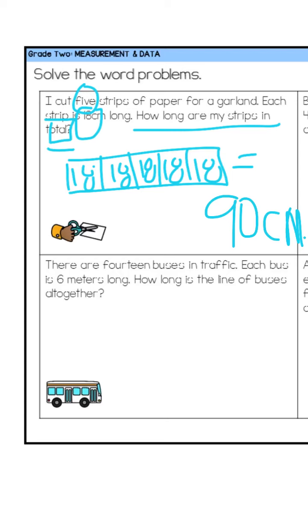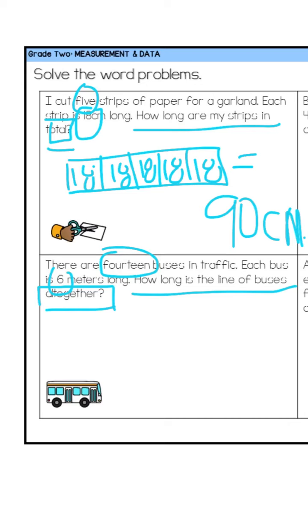Okay, so let's try another one. This one says there are 14 buses in traffic. Each bus is 6 meters long. How long is the line of buses all together? So I've circled my 2 numbers. I've underlined my question. I'm going to box in my keyword all together, which means to add. So you can eliminate all the other information now that you've done those first 3 steps.